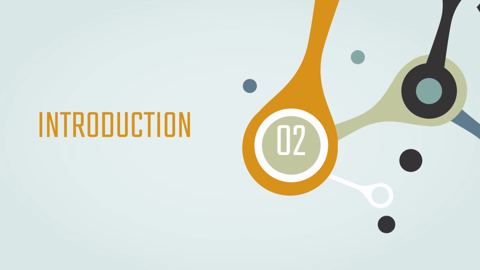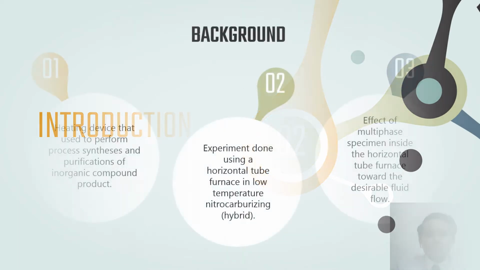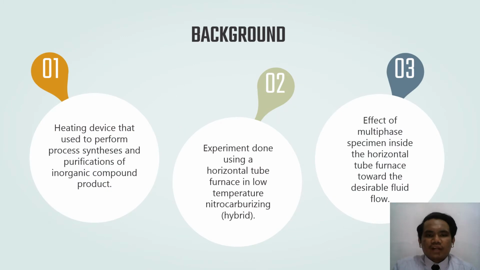Number 2. Introduction. Background. First, the horizontal tube furnace is known as a heating device, but the specific meaning is a device that is used to perform synthesis and purification of inorganic compound products. The horizontal tube furnace can operate at higher temperatures, exceeding 1000 degrees Celsius, by using an electrical energy source.